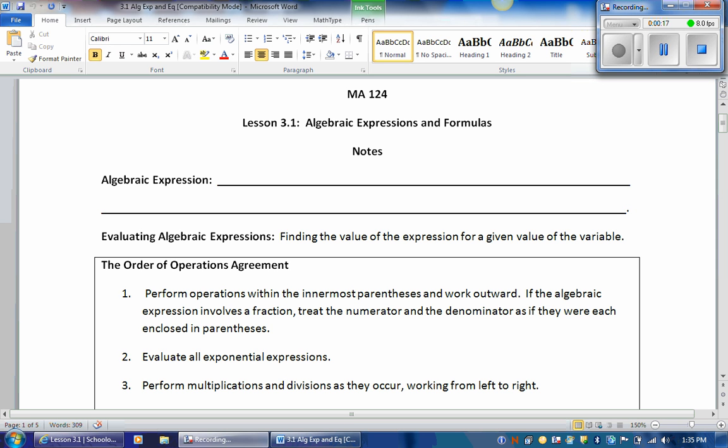So the first thing we need to talk about is what an algebraic expression actually is. An algebraic expression is a combination of variables and numbers using operations like addition, subtraction, multiplication, and division, as well as powers, all put together. Okay, so let's just put that in here.